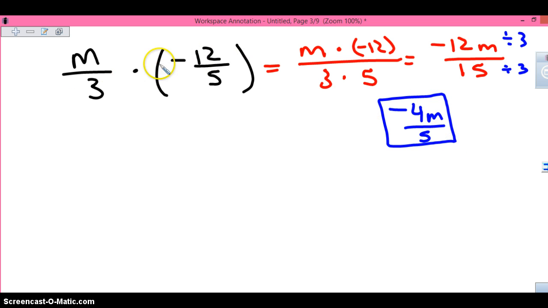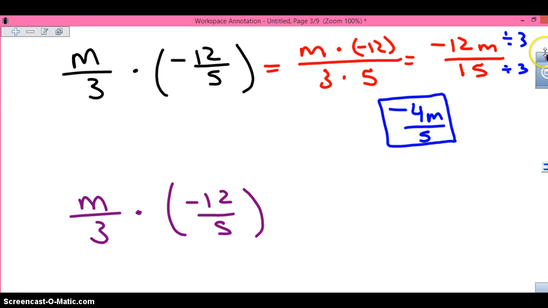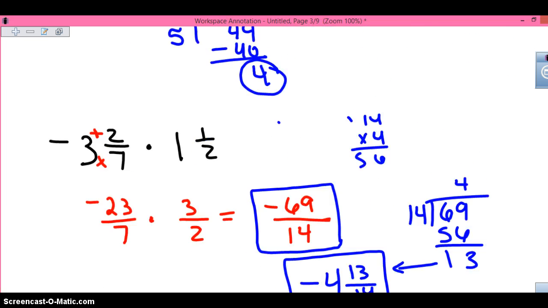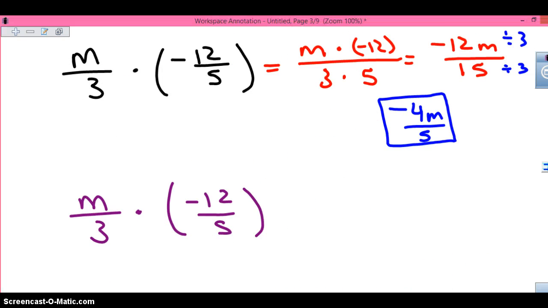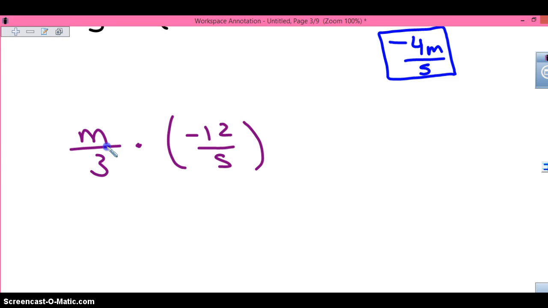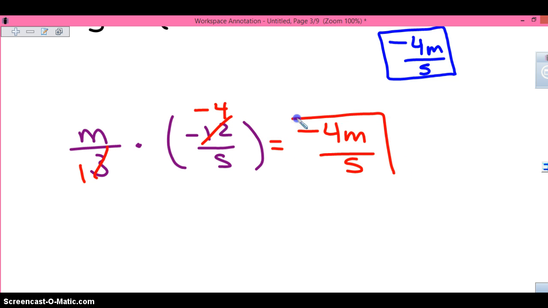Could we have cross-cancelled here? M over 3 times negative 12 over 5. I'm rewriting the same problem. We could have cross-cancelled 3 and negative 12. 3 goes into 3 once, and 3 goes into negative 12 negative 4 times. This would equal negative 4m over 5. Did it give us the same answer? Yes. Let's try this again.